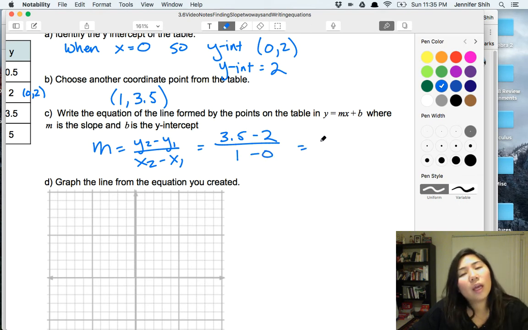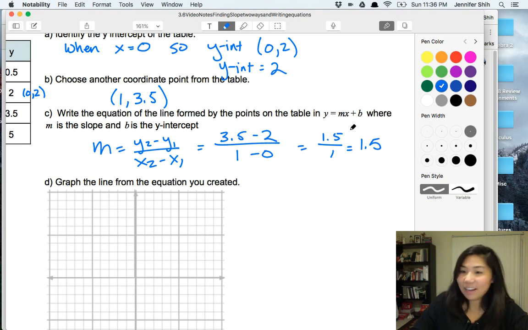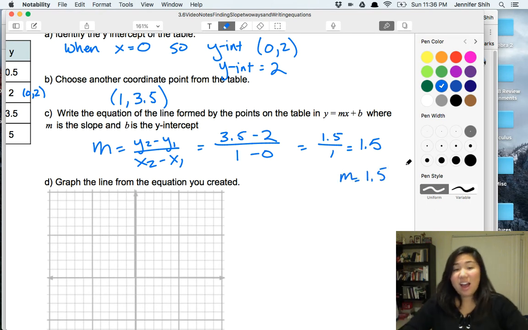So I get 1.5 divided by 1, which is just equal to 1.5. Anything divided by 1 is that anything. It's part of the identity property. Okay, so our slope is equal to 1.5. It's a decimal. That's okay. A lot of slopes are decimals and fractions, actually.